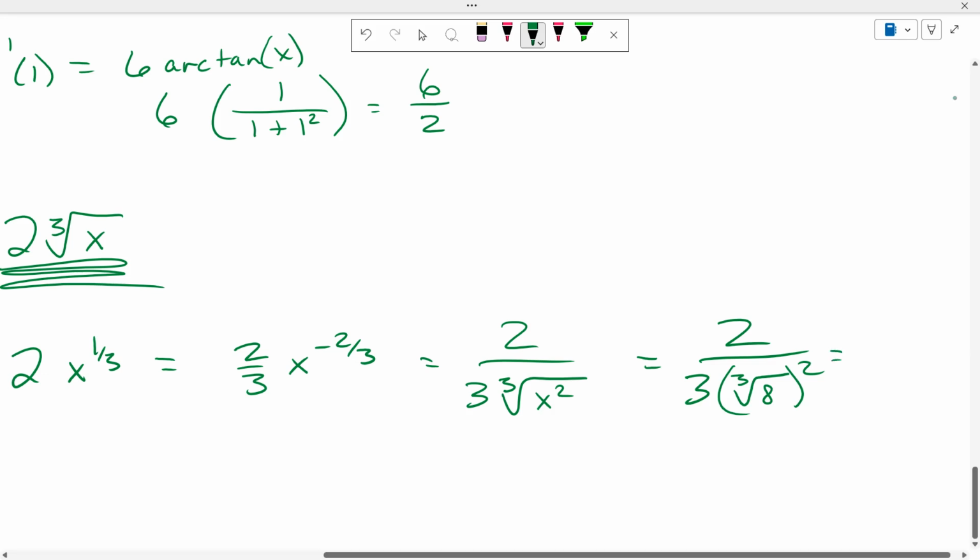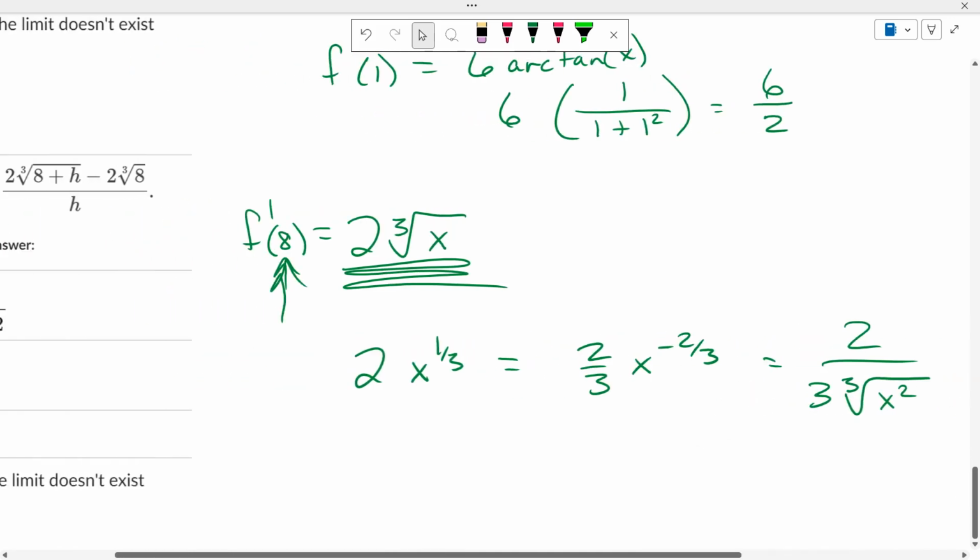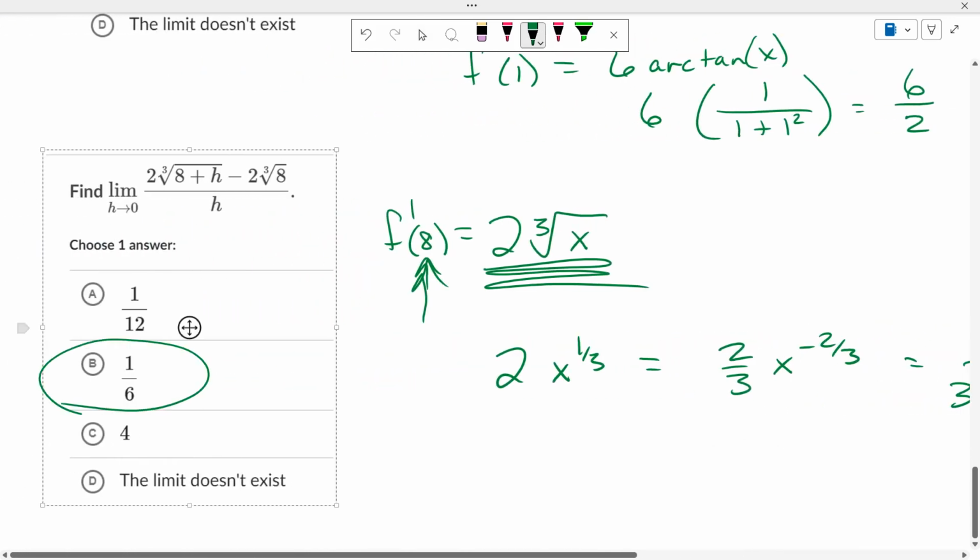2 squared is 4. So 2/12 is the same as 1/6.